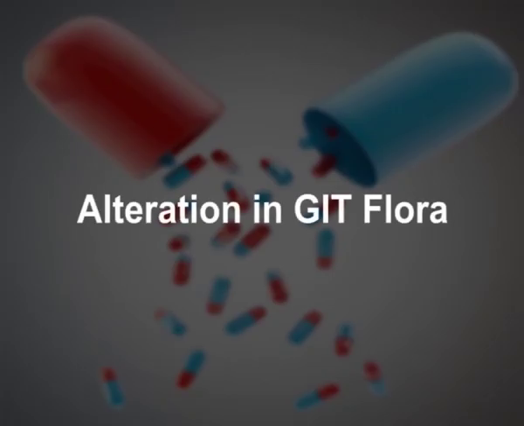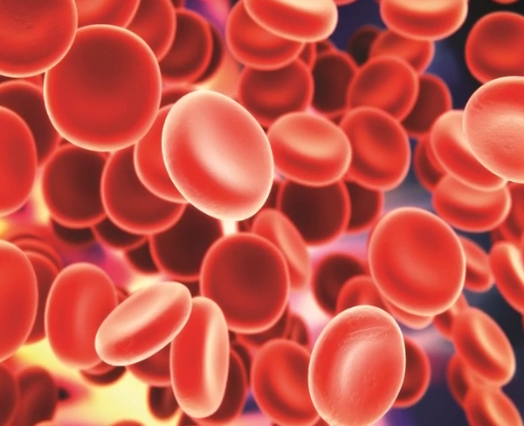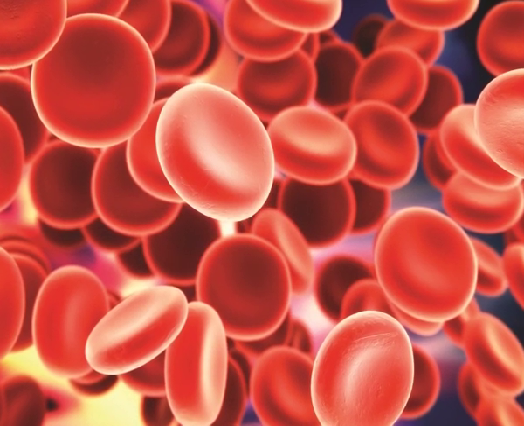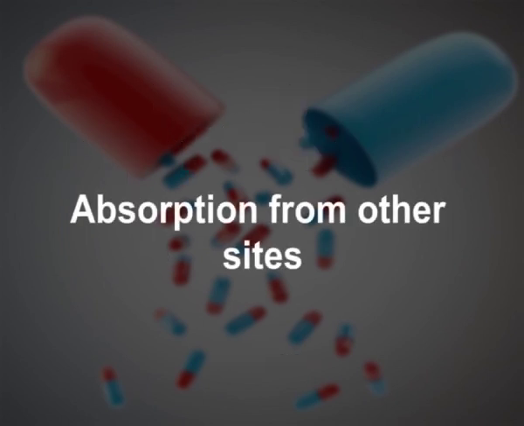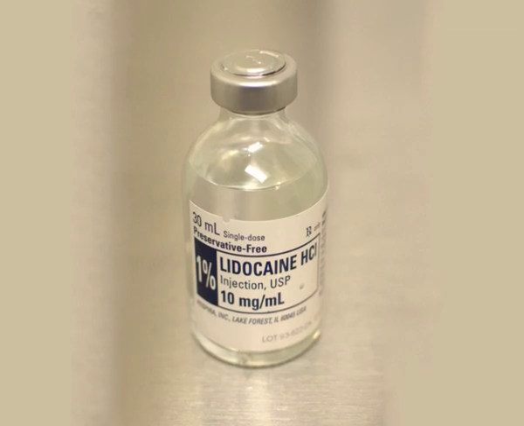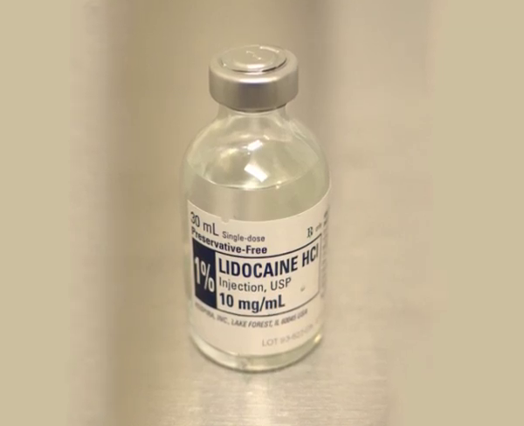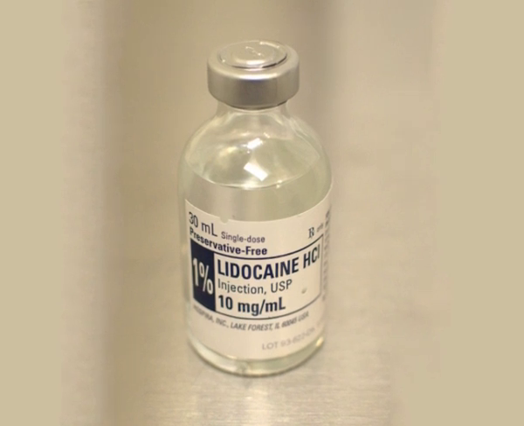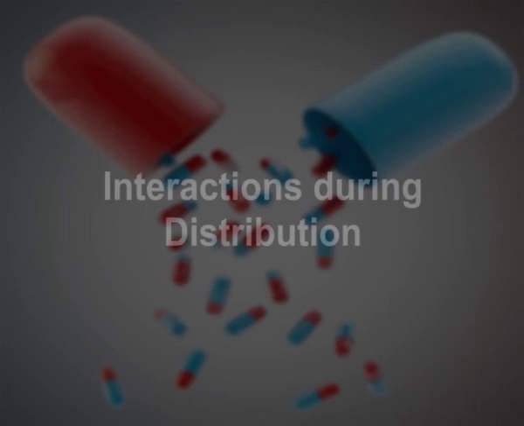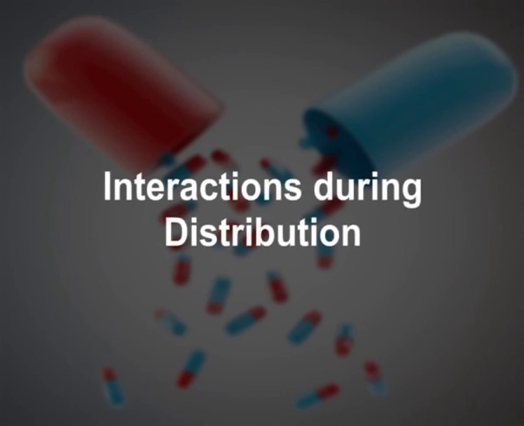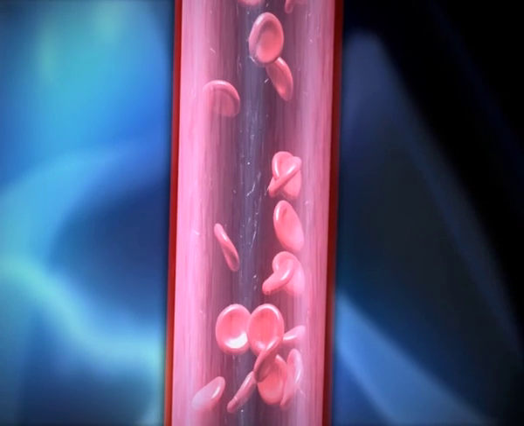C. Alterations in GIT flora. Broad spectrum antibiotics potentiate anticoagulants, as they decrease bacterial synthesis of vitamin K. D. Absorption from other sites. Local anesthetics like lidocaine and adrenaline delay the absorption and increase the duration of action. Second category is interactions during distribution.